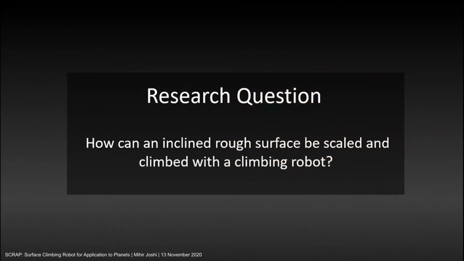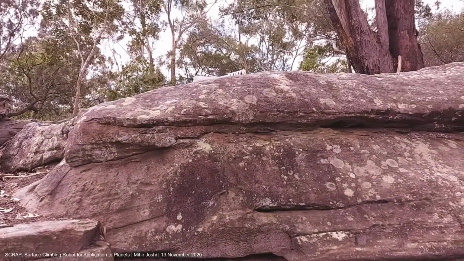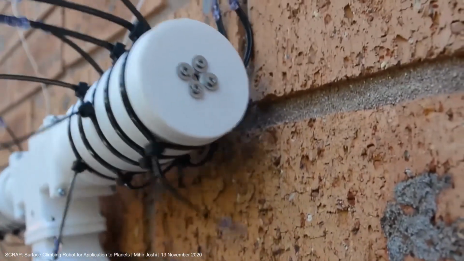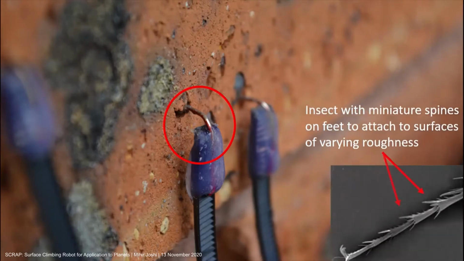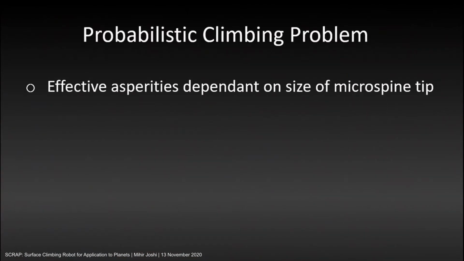So the research question of this thesis was, how can a rough surface be scaled or adhered to and climbed with a climbing robot? So how can we climb and scale a rough, inclined natural surface? The concept of microspines can be exploited to generate adhesion forces to the surface. Microspines are small hooks that can engage surface asperities that exist on rough surfaces, and it's basically how insects can climb on walls. Surface asperities we can exploit are called effective asperities, and the number available for use is dependent on the size of our microspine tip.